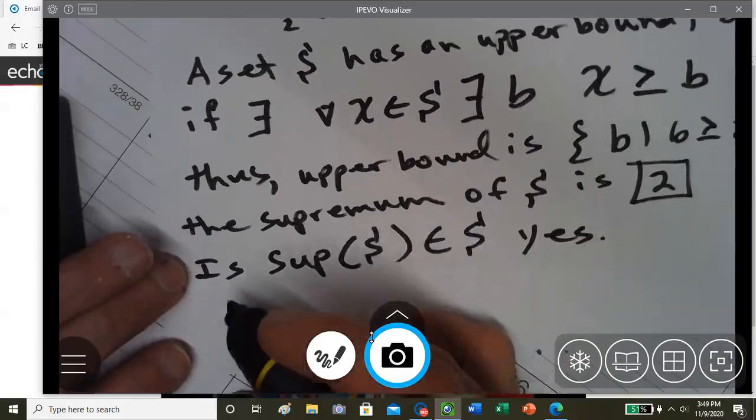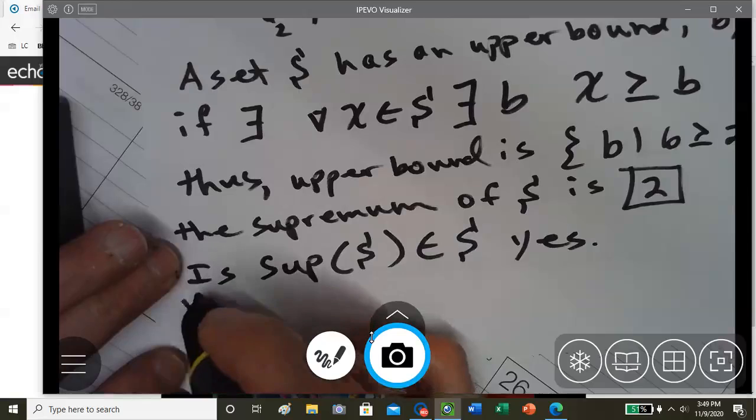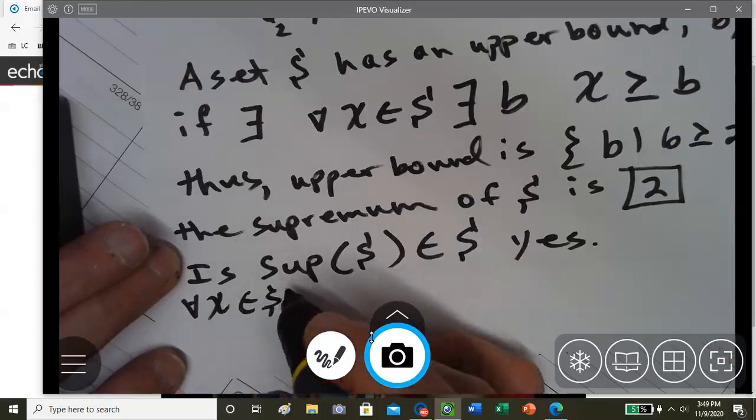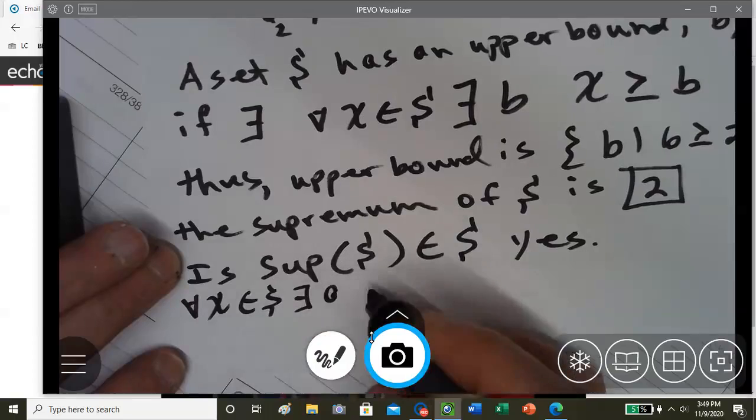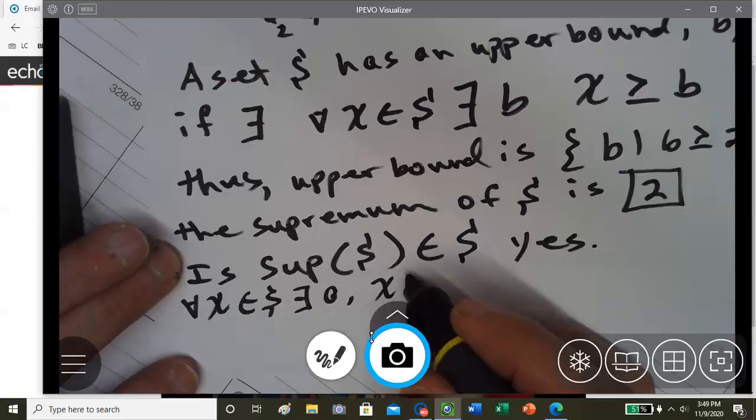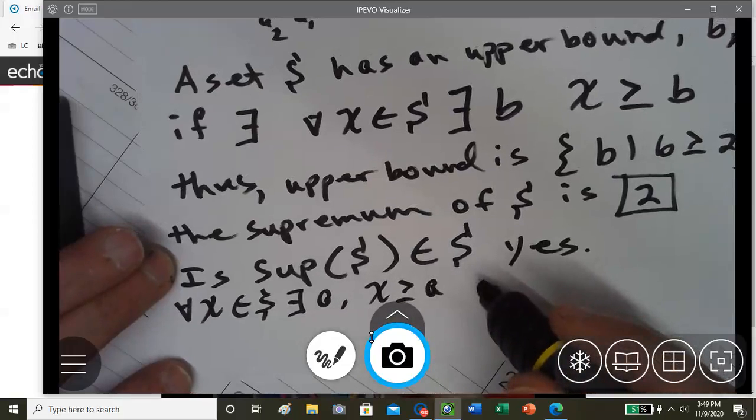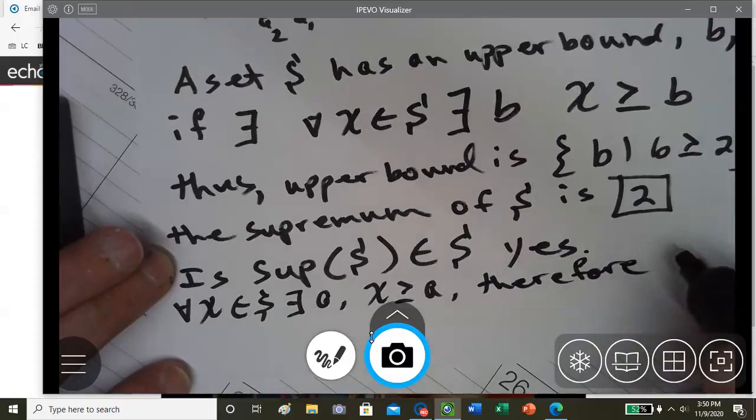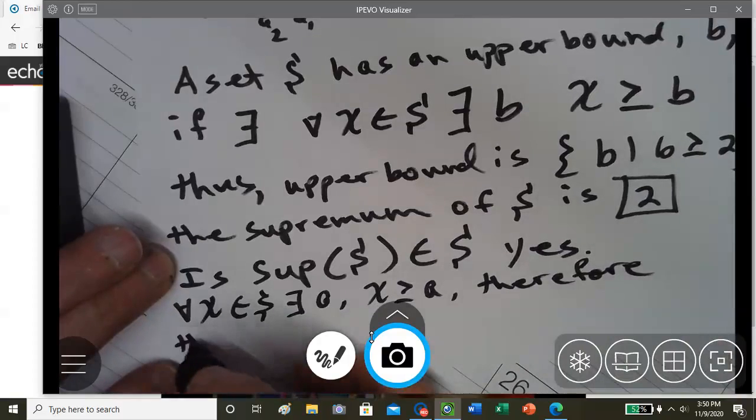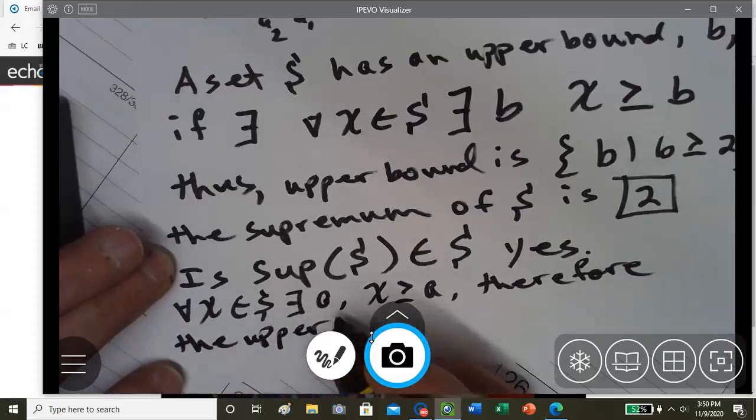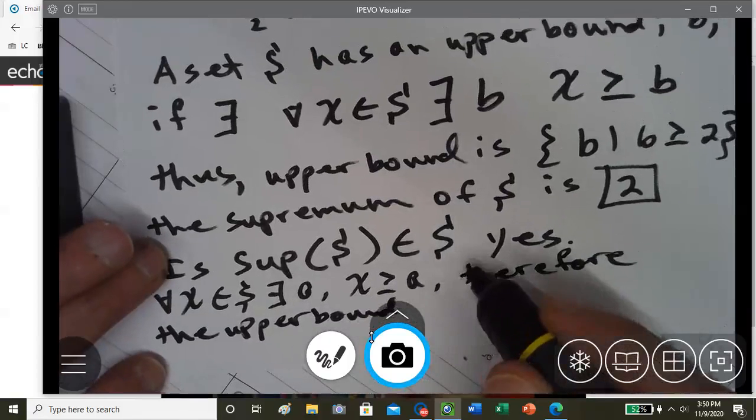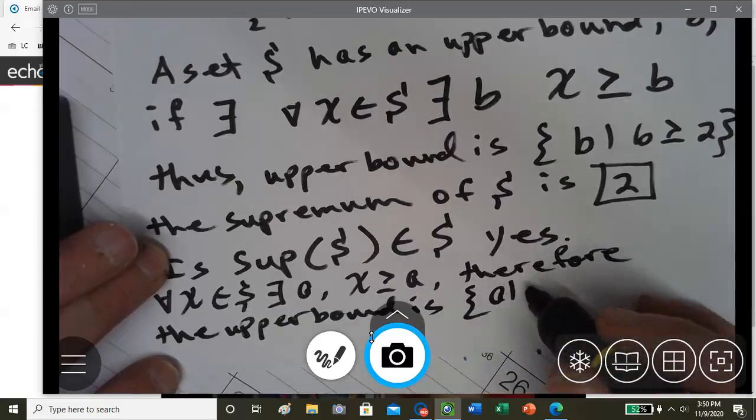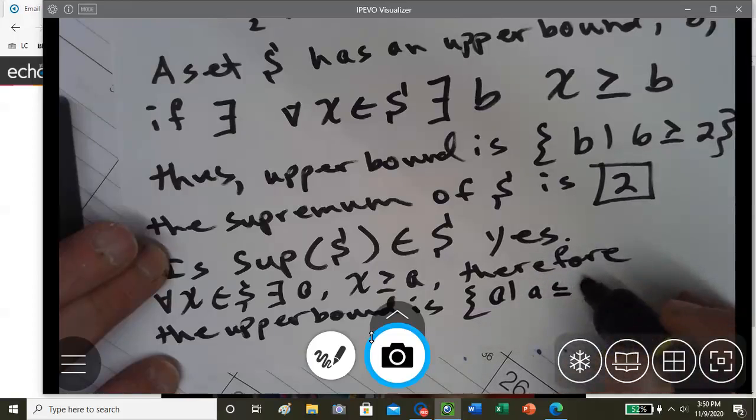Okay, and we can also define the lower bound A, where for all x elements in set S, there exists an A where x is greater than or equal to A. Therefore, the lower bound is A, such that A is less than or equal to negative 3.